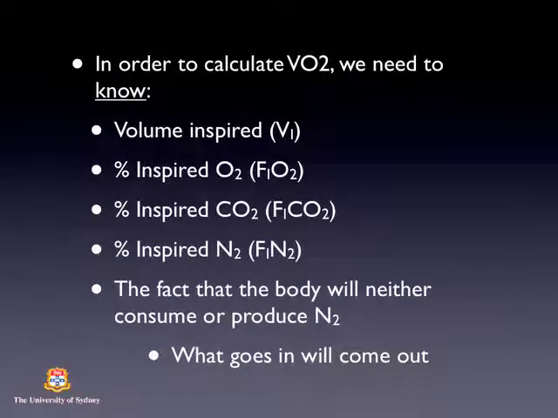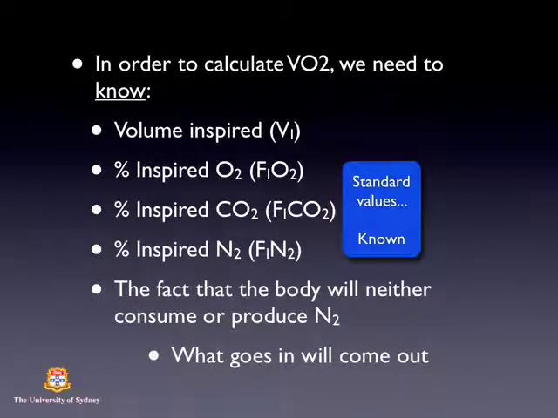We also need to know a few things. We need to know the volume of inspired air, which we didn't measure, so we need to calculate it somehow. We also need to know the percentage or fractions of inspired oxygen, carbon dioxide and nitrogen. Now these values are standard values, so they're already known. We know what these are. And we also need to know that the body will neither produce nor consume nitrogen. So what goes in will always come out.